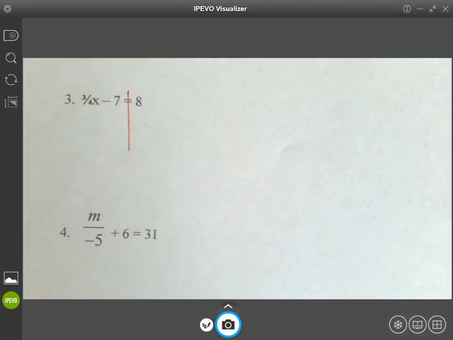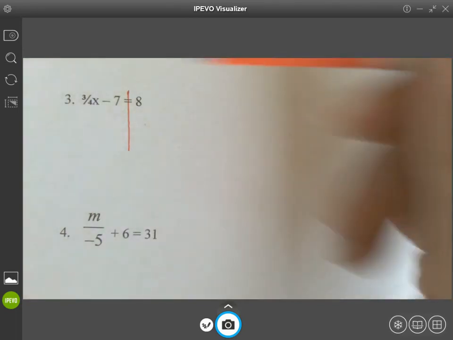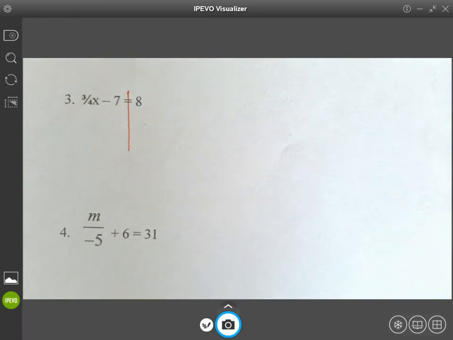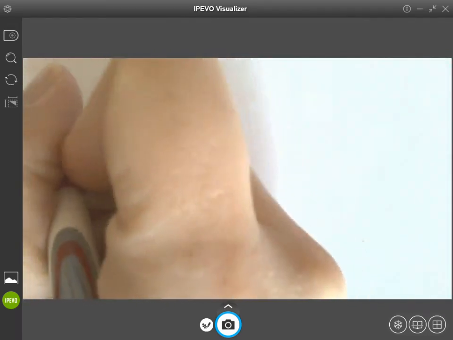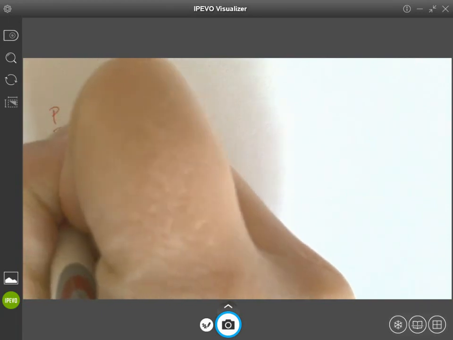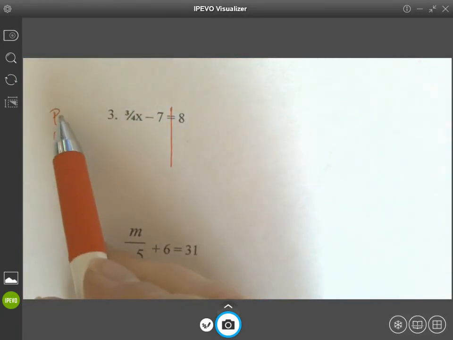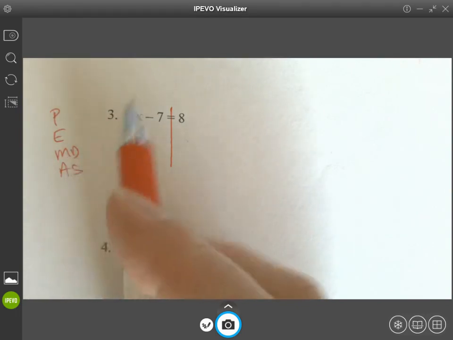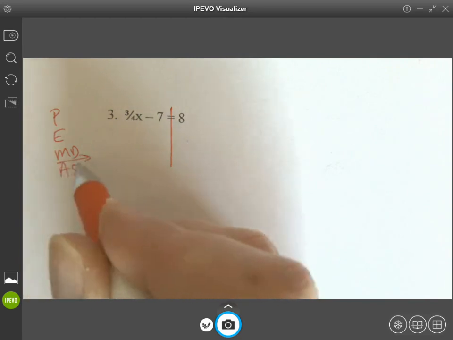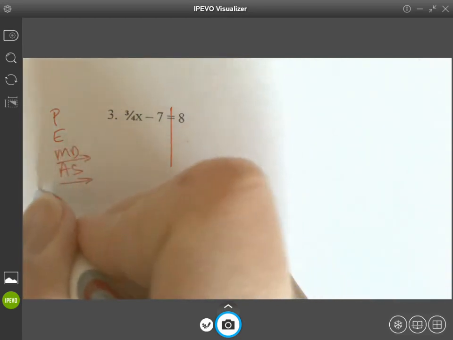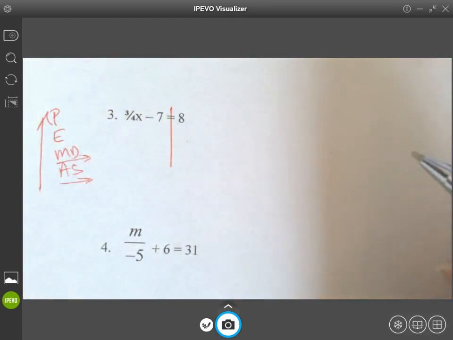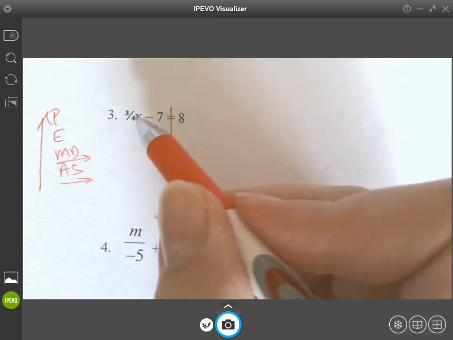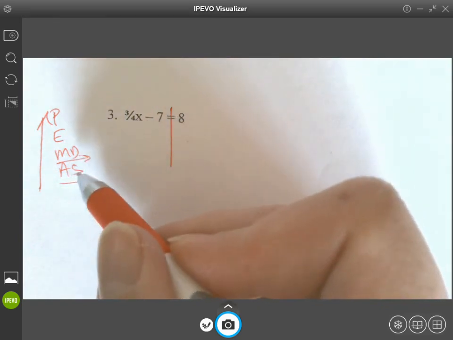So what would you get rid of first? Because I want to get x by itself. Would I get rid of the 3/4 or the -7? I would get rid of the -7. Now, remember your order of operations. Please excuse my dear. I put them in this order: parentheses, exponents, multiply, divide, go from left to right. So you might divide first, same with add, subtract. We're going to do our order of operations backwards because I gave you the answer, you're finding the problem. So get rid of addition, subtraction first.